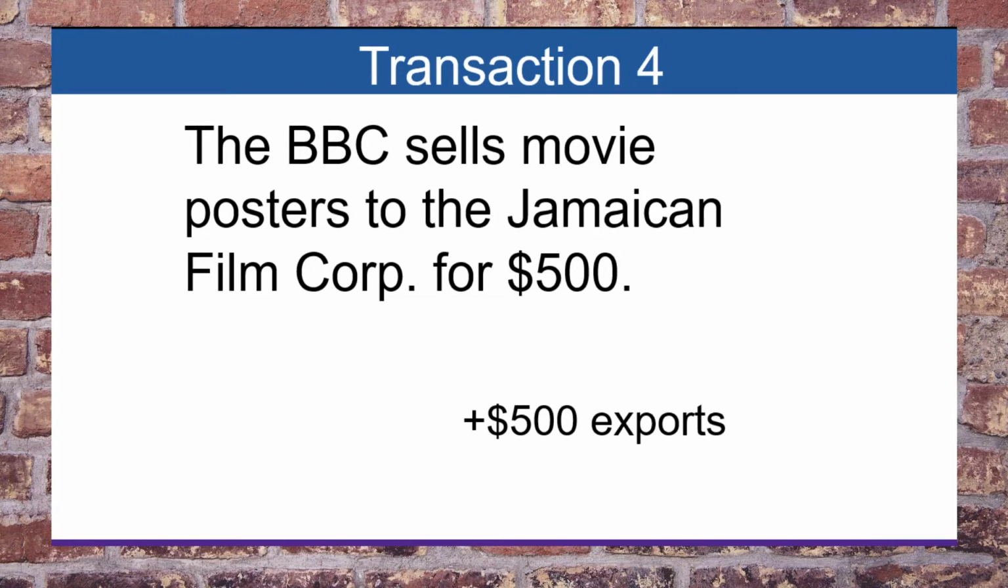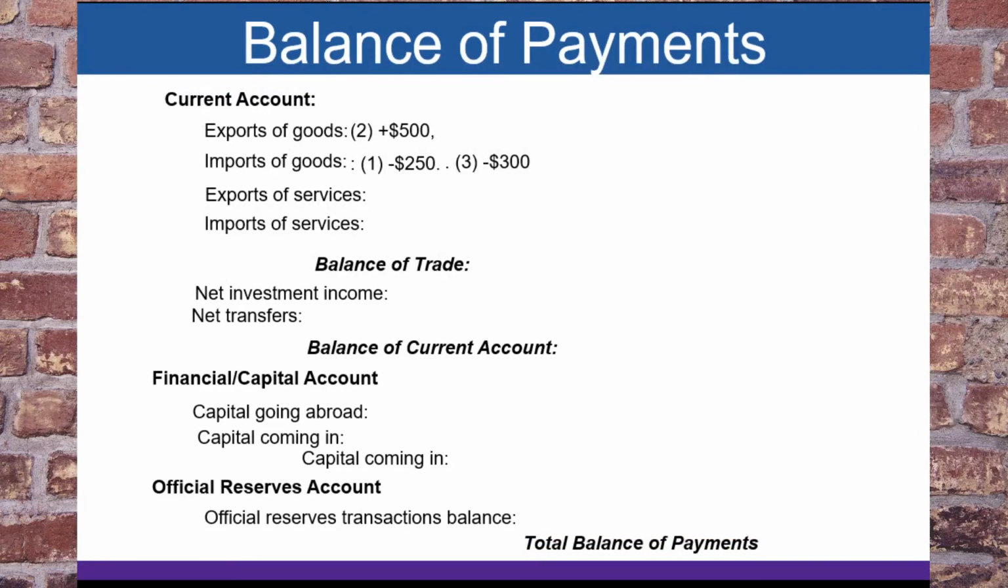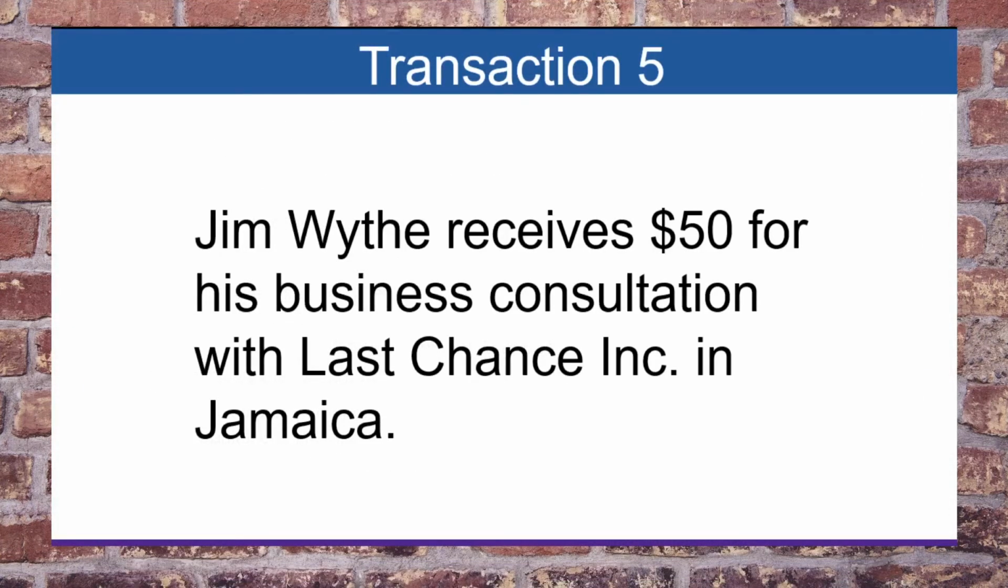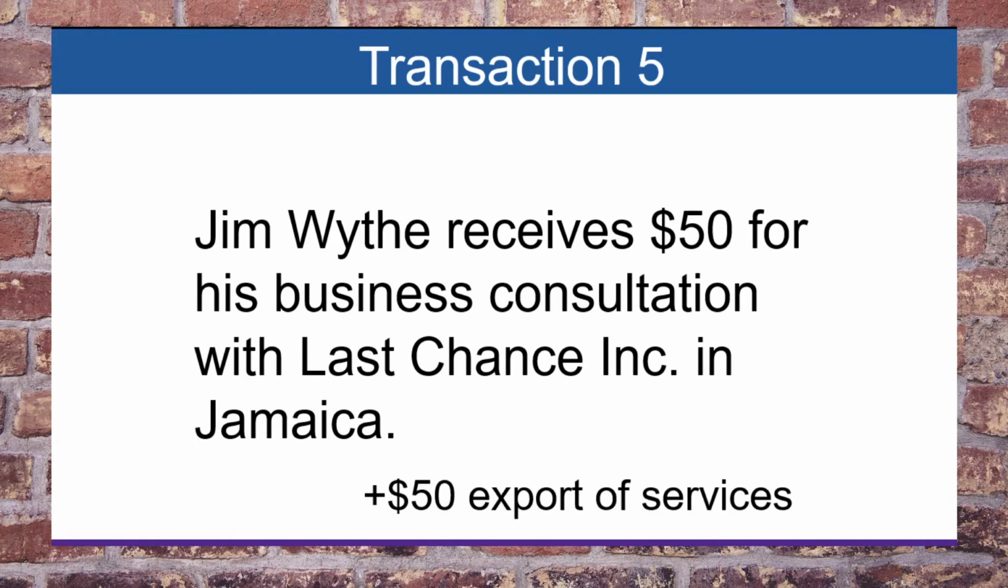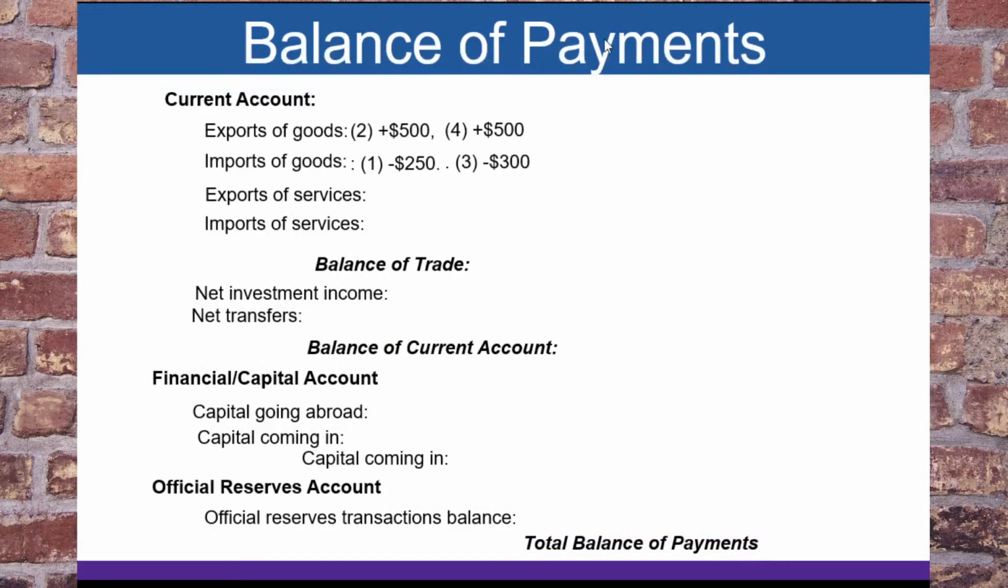That's a $500 export. We go to our balance of payments, and you see we have a plus 500. All right, so those are all the transactions that were for goods. Now transaction 5. Jim receives $50 for his business consultation with Last Chance Incorporated in Jamaica. So he's giving them a service, right? So it's an export of service, $50. And we do $50 of exporting of services, right?